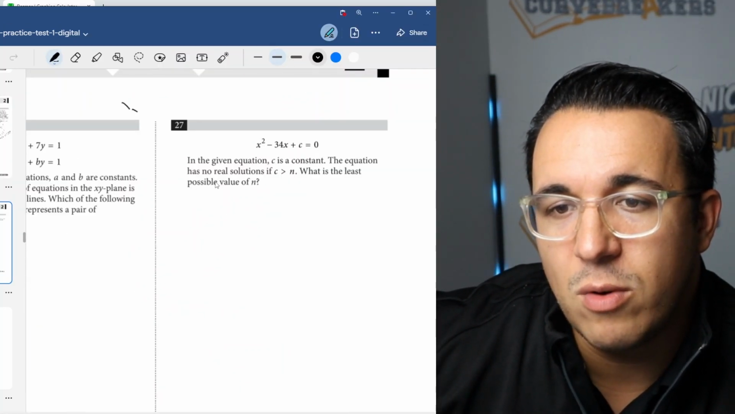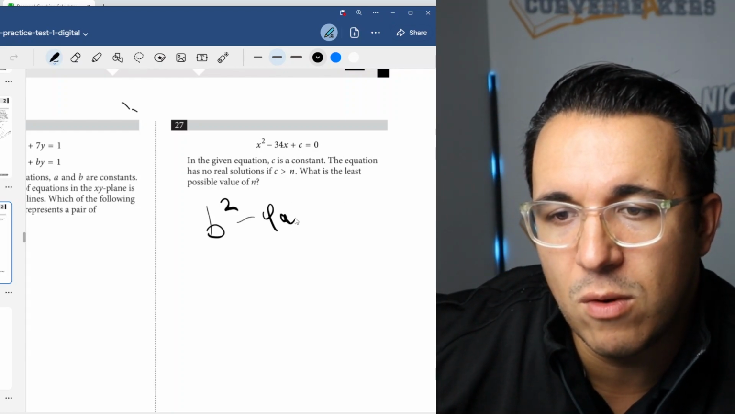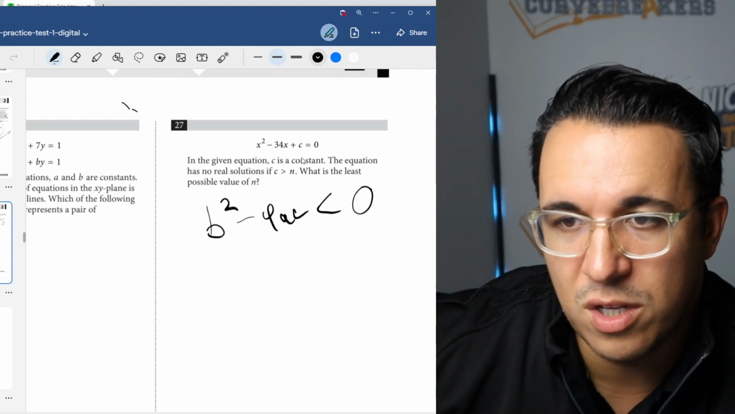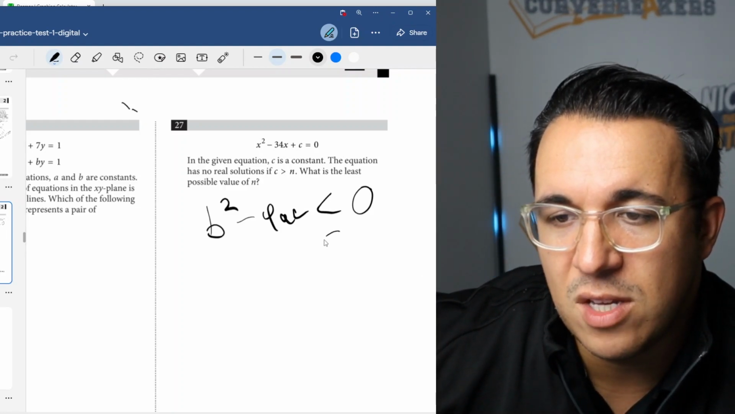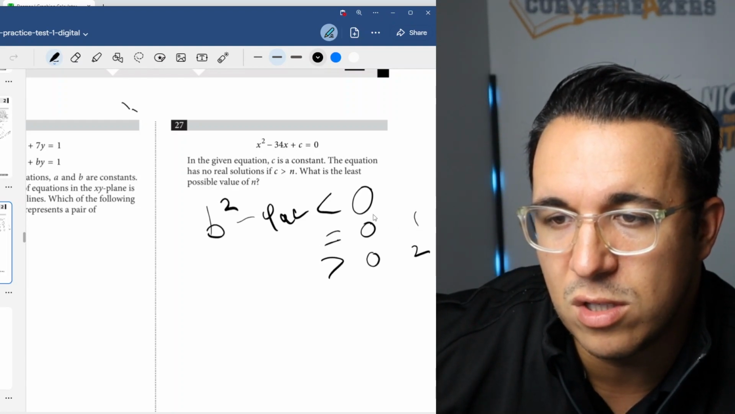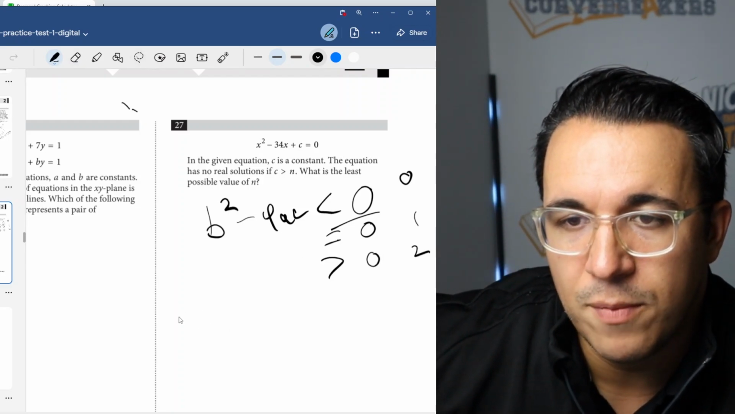C is a constant. The equation has no real solution. So remember, when we have no real solutions, b squared minus 4ac needs to be less than 0, right? So we're just going to have to plug this in. Now remember, if it's equal to 0, then there's one solution. If it's greater than 0, then there's two solutions. But if it's less than 0, there's no real solutions, right? So let's put that in.